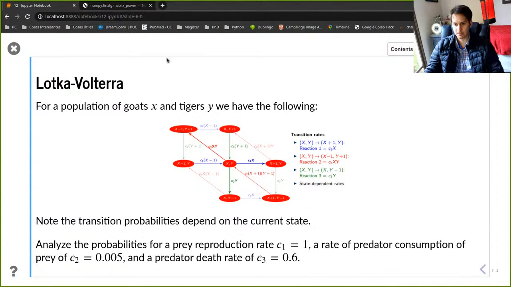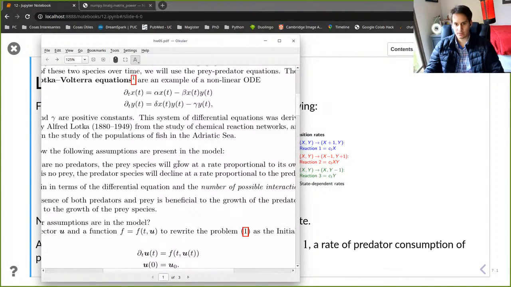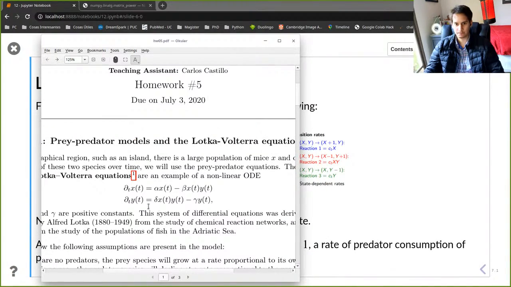The last part will be very related with the homework, and I'm not sure if we'll have time to solve it, but I'll explain at least a little bit of the problem. When we had the Lotka-Volterra equations, or the prey-predator equations, basically we had a differential equation. Yeah, right here. So the Lotka-Volterra equations are basically these ones.